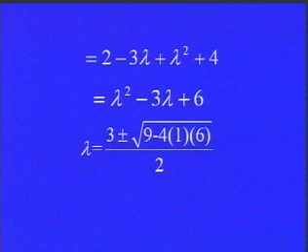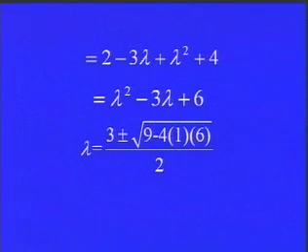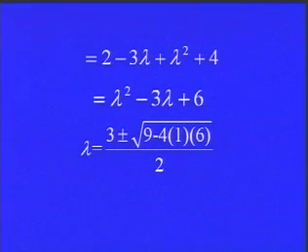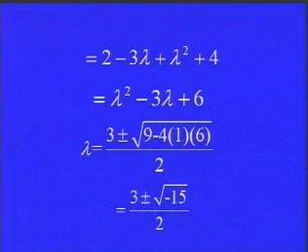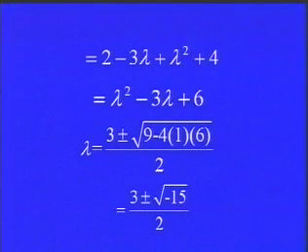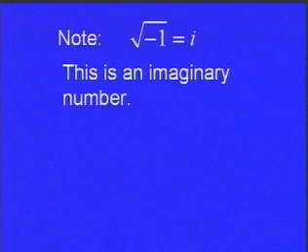This time I get 3 plus and minus the square root of this quantity. Negative 3 squared is 9. Then minus 4 times a is 1, c is 6. All of that mess is over 2. All right, now simplifying what's underneath the square root, I have 9 minus 4 times 6, which gives me a negative 15, because 9 minus 24 is negative 15. Okay, now I have the square root of a negative number. That's going to give me an imaginary number.